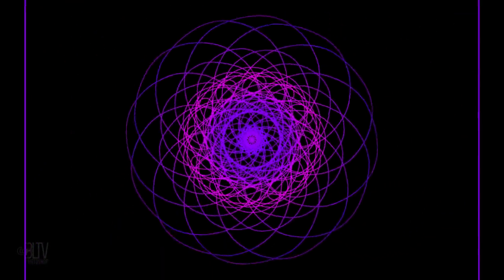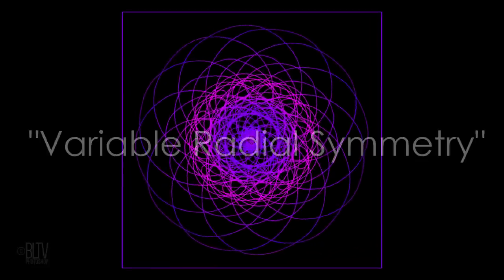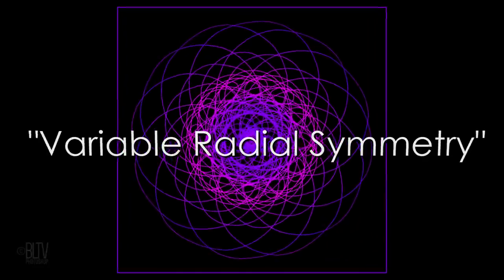Photoshop version CC has a feature that many people don't know it has. It's called Variable Radial Symmetry. This feature essentially allows you to draw beautiful spirographs or mandalas with your brush or pencil tools.